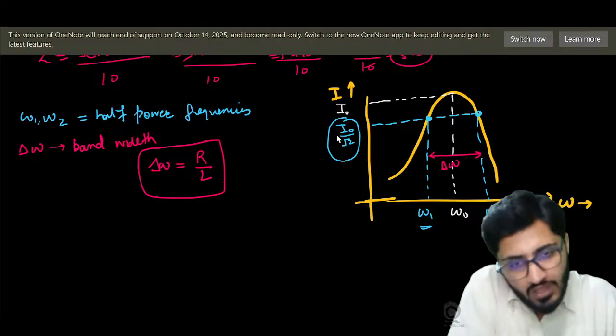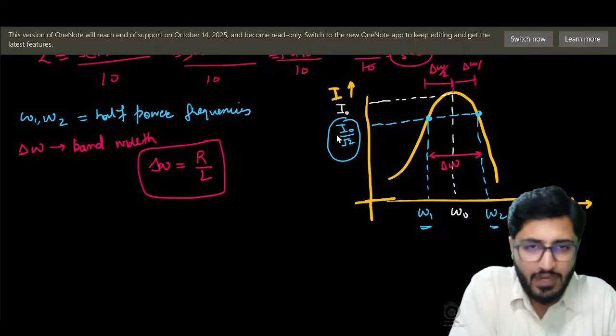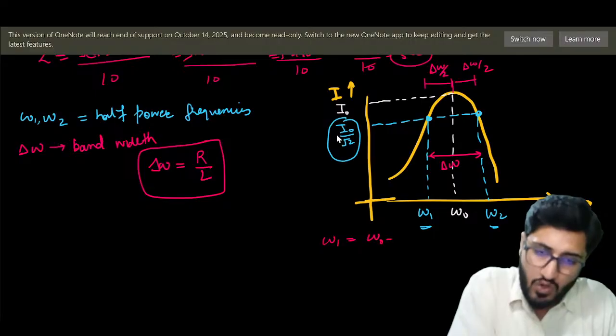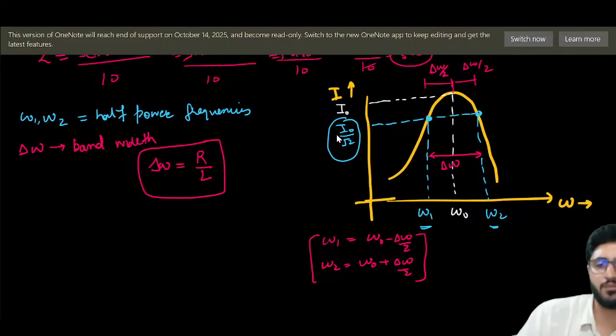Look now, this one is omega naught. So what should be this thing now? Sir, it is delta omega by 2. This thing also is delta omega by 2. Can I now write omega 1 equals omega naught minus delta omega by 2, and omega 2 equals omega naught plus delta omega by 2? I think I can write this now. I get it easy.